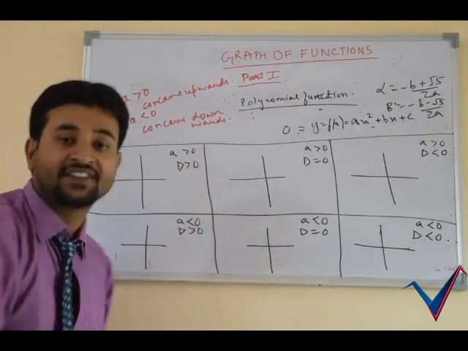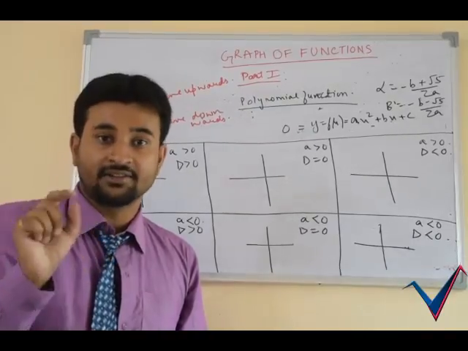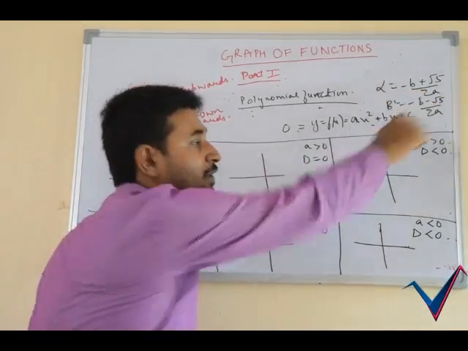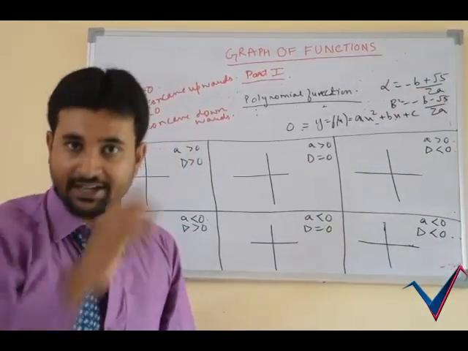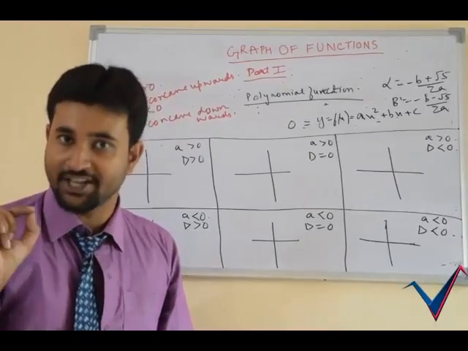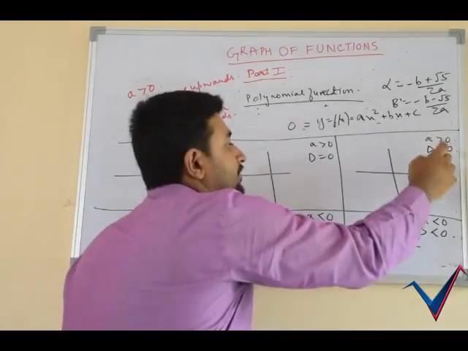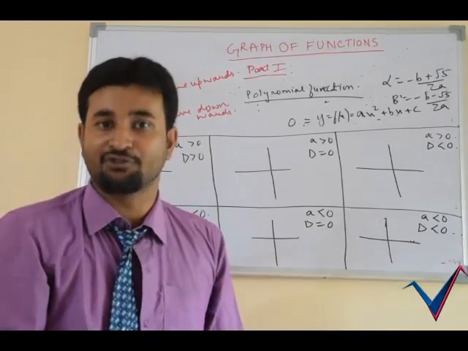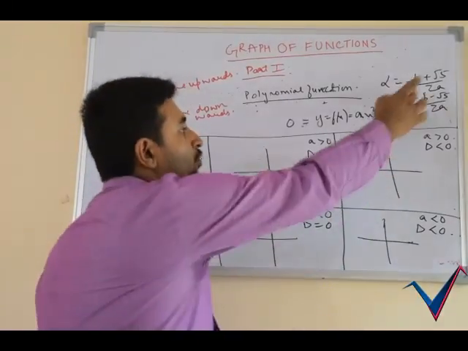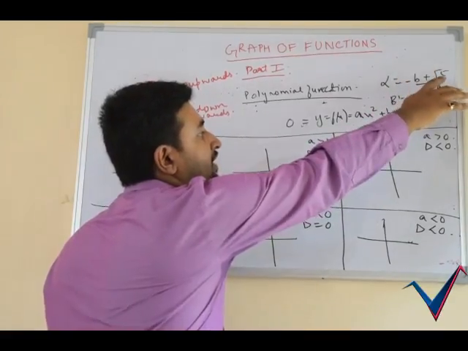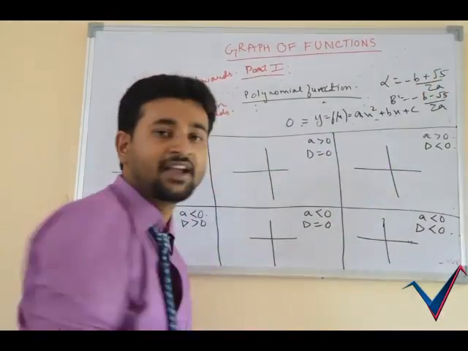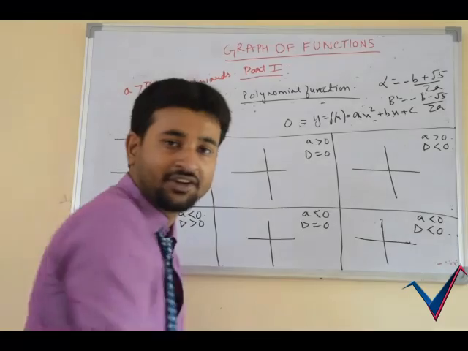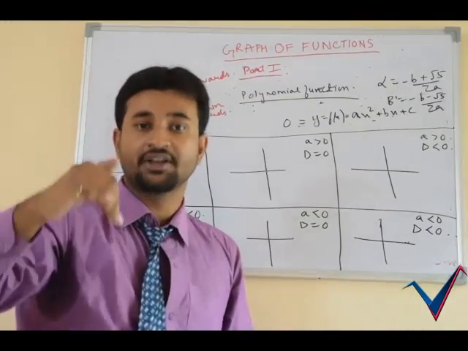If d is greater than 0, the graph would cut the x-axis at two different points. If d is equal to 0, both the roots become minus b by 2a and minus b by 2a, so the graph would cut the x-axis at one point only, because both the roots are equal. When d is less than 0, the roots are not real, so you won't get any point on the x-axis for which y is 0. If the discriminant is negative, both the roots are unreal, so y won't be 0 for any real value of x. So you can't have any points there, and the graph will be either above the axis or below the axis.